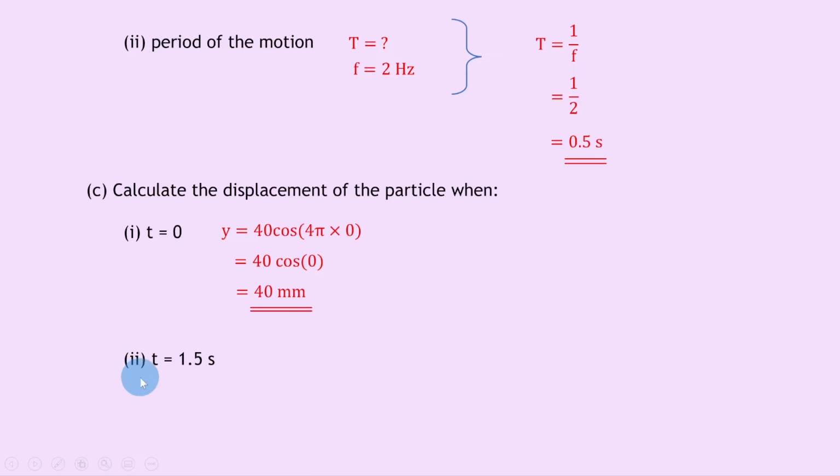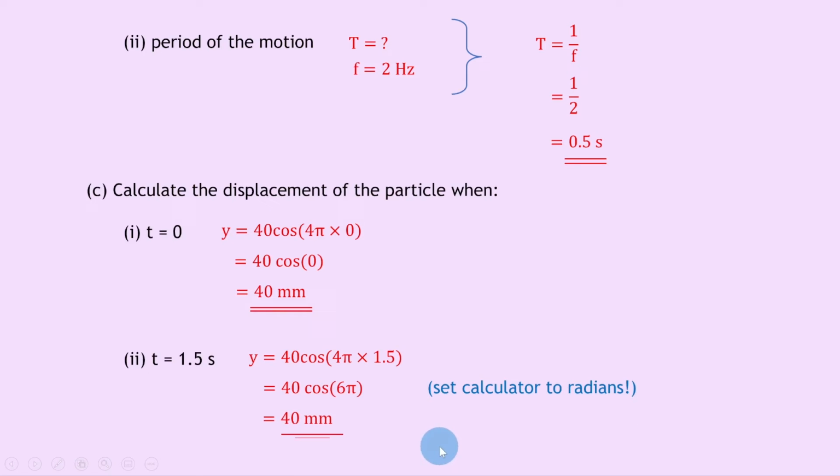And then C part 2, calculate the displacement of the particle when t equals 1.5 seconds. Well, this time we have y equals 40 cos 4 pi times 1.5, and simplifying this gives us 40 cos 6 pi. Because we've got cosine of 6 pi, remember we need to make sure our calculator is in radians mode, so if we put that into our calculator in radians mode, we should get an answer of 40 millimeters.